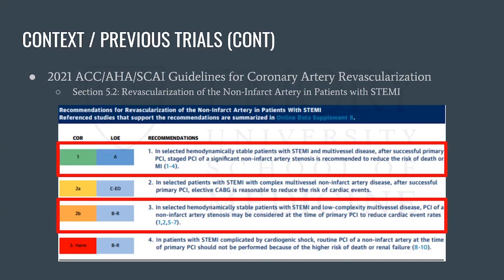These are the current ACC-AHA SCAI guidelines on revascularization of the non-infarct artery in patients with STEMI. It's a class 1A recommendation for patients that are hemodynamically stable with STEMI and multivessel disease, after successful PCI to the culprit lesion, to fix those non-infarct arteries in a staged process. But it's currently a 2B recommendation for patients who are non-complex and hemodynamically stable that you can fix the other non-culprit arteries in the same index procedure. And that 2B recommendation was what the investigators were trying to look into a little more.